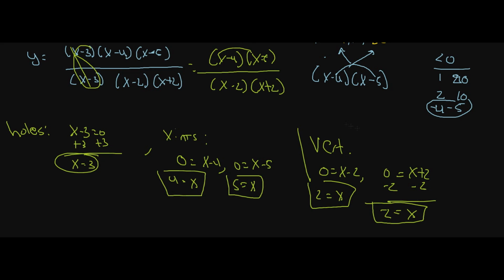Again, for the horizontal asymptote, x times x gives me x squared over x squared. As x approaches infinity, we're just going to get 1. So our horizontal asymptote is y equals 1 over here. All right, and then we're done.